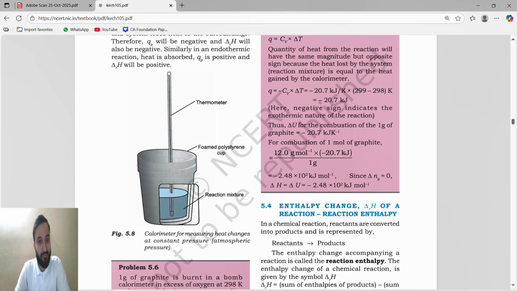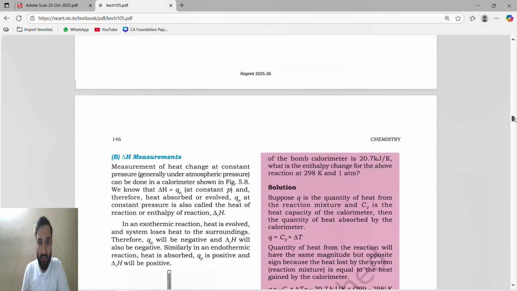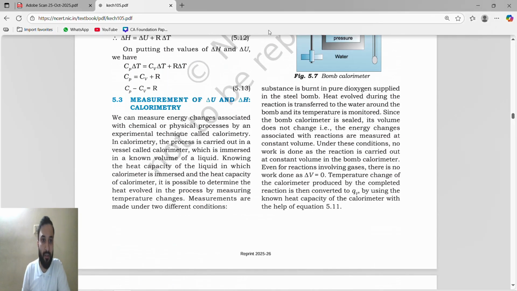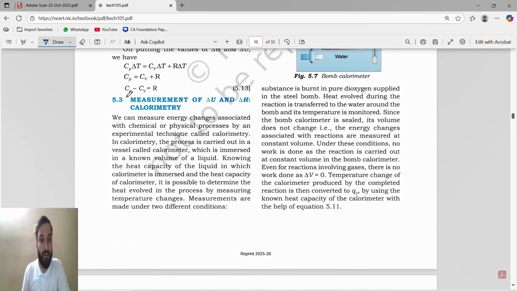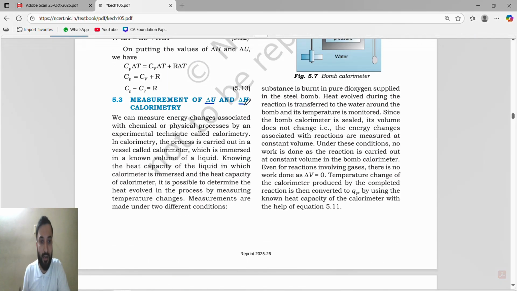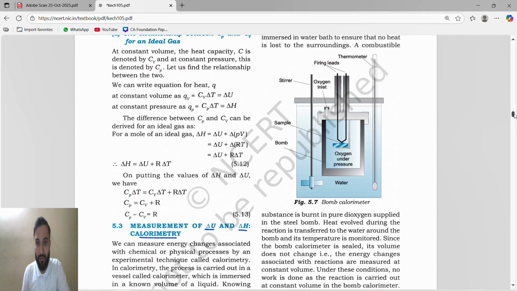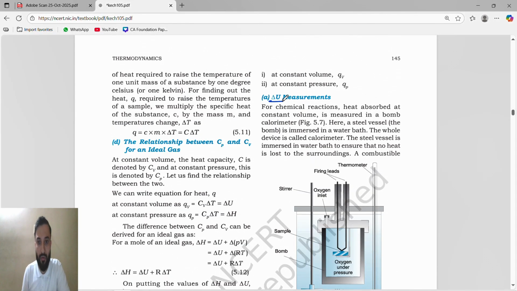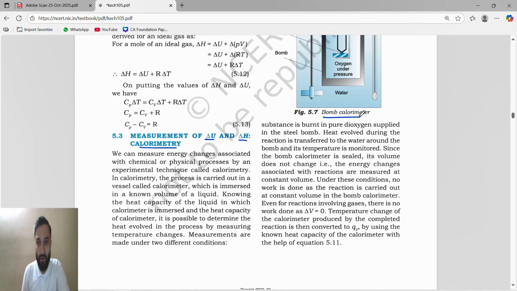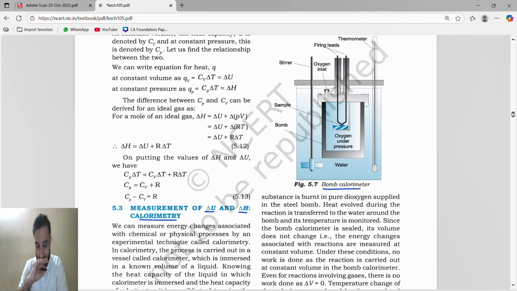So guys, in today's video we are going to continue with thermodynamics. In the last class we were studying the measurement of delta U and delta H by calorimetry. Last class we saw how we do a delta U measurement using a bomb calorimeter, and this process is important. Even in your board examination they can ask.